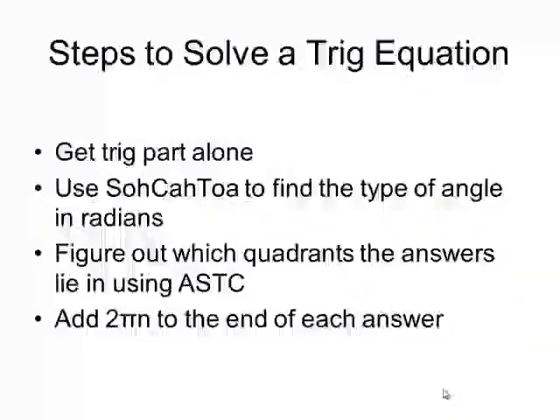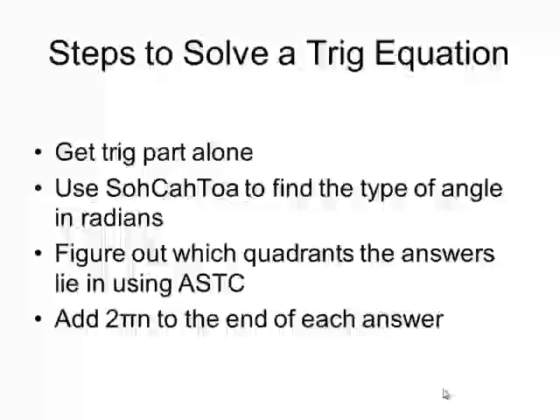We have 4 steps to solving a trig equation. You can write these down if you want or not. These are the 4 steps that we'll be going through in every one of our examples. The first thing we're going to do is get the trig part alone. So the sine of x, cosine of x, whatever happens to be, we're going to get it alone. The second thing we're going to do is use SOHCAHTOA and our special triangles to find our angle in radians. We're always going to be working in radians when we solve an equation.